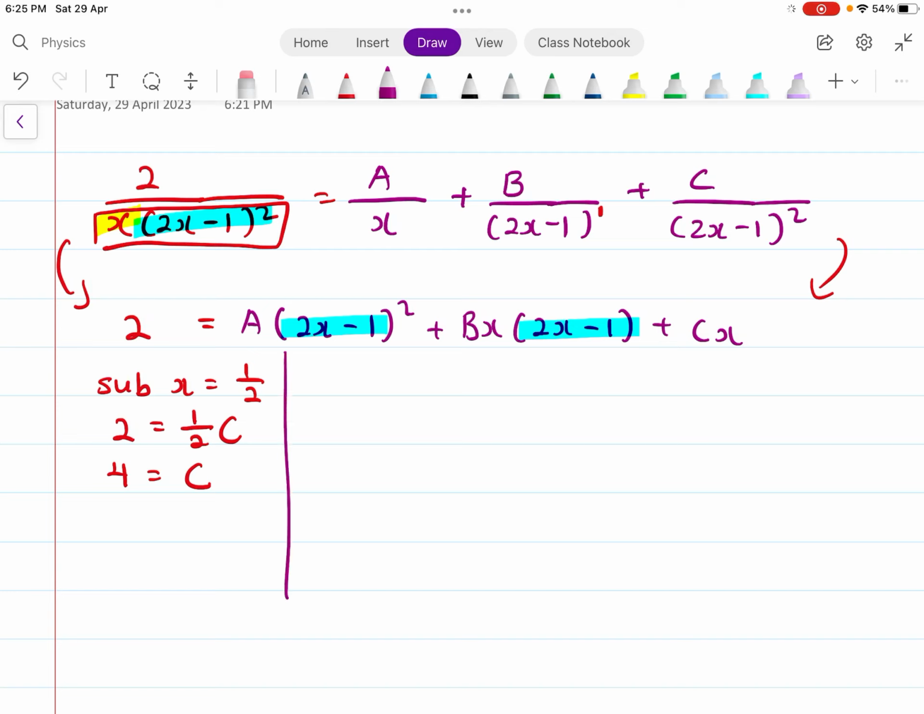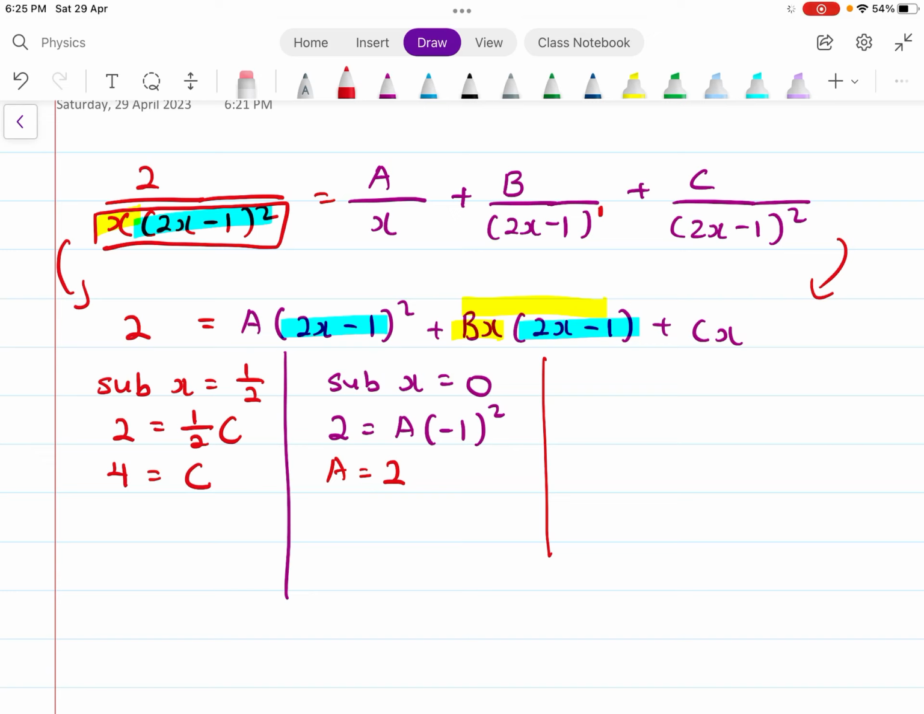Okay, so now let's try to get A. Sub in x equal to 0. When you do that, you will get left hand side 2, right hand side A, 2 times 0 is 0, then minus 1 squared. For the Bx, this whole thing is 0, and of course the Cx is also 0, so you can see that A is equal to 2. So the second value comes out already.